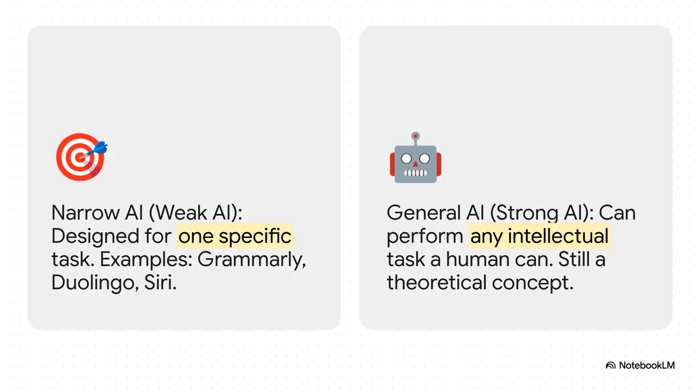All the AI we have today, every single tool, is what's called narrow AI. Think of it as a specialist. It's designed to do one specific thing and do it really, really well, like Grammarly checking your grammar. Now, that other idea, general AI, the kind of AI that can do any intellectual task a human can, that's still pure science fiction. It is not, I repeat, not in our classrooms.